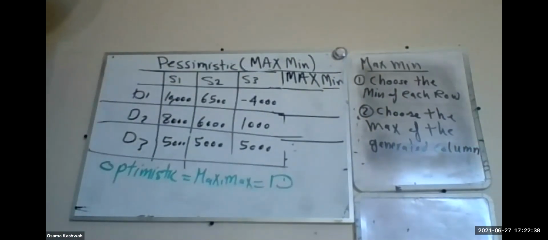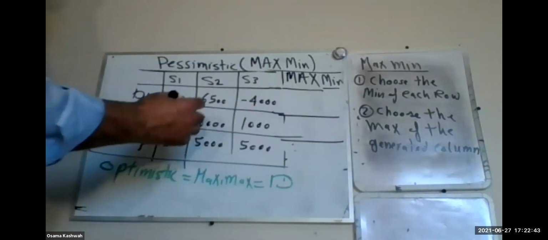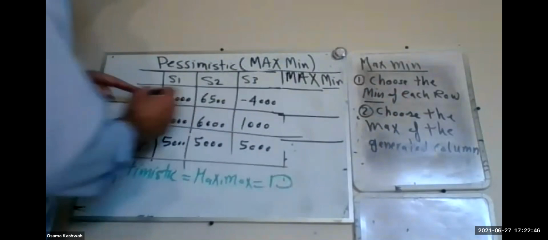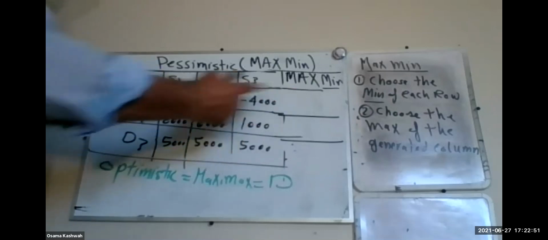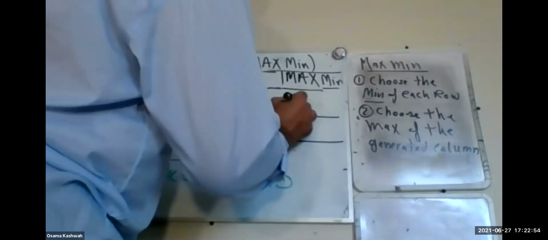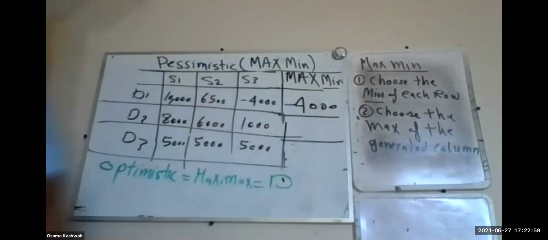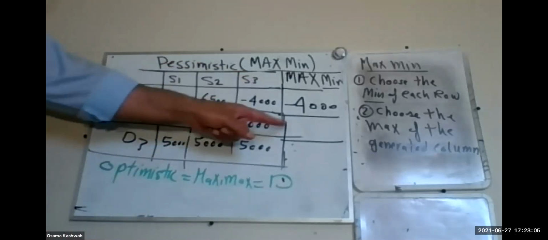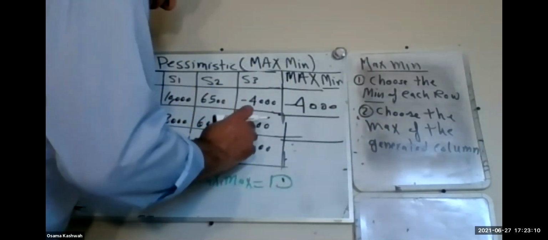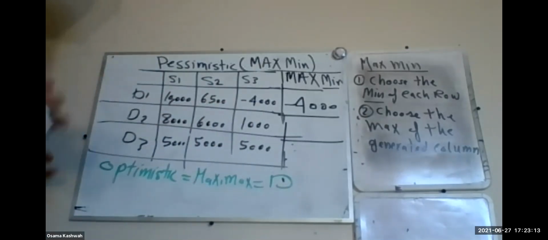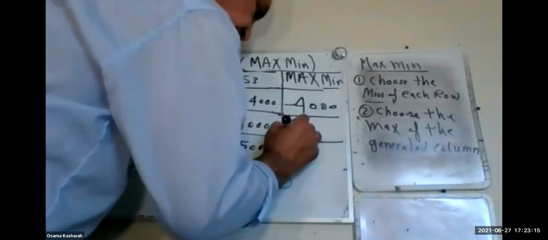Okay, let's see the meaning of these steps. On the first row, D1, the alternative one, the minimum is minus 4,000. I don't think there is anything less than minus 4,000. The minimum of the second row: look at this, 1,000, 6,000, 8,000. Which one is the minimum of them? It is 1,000.